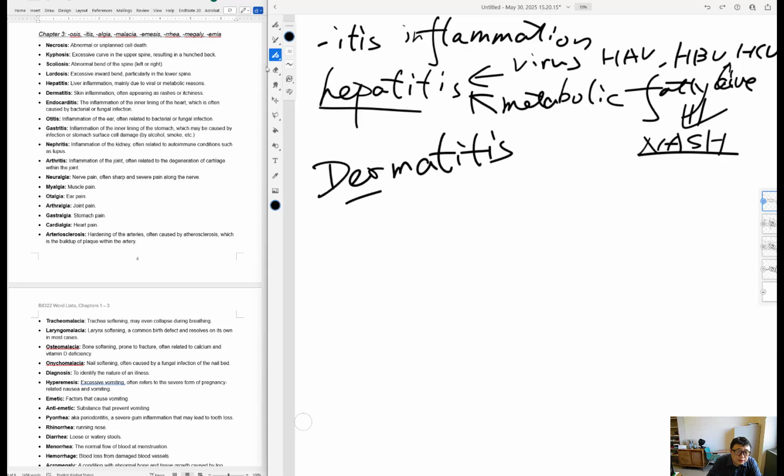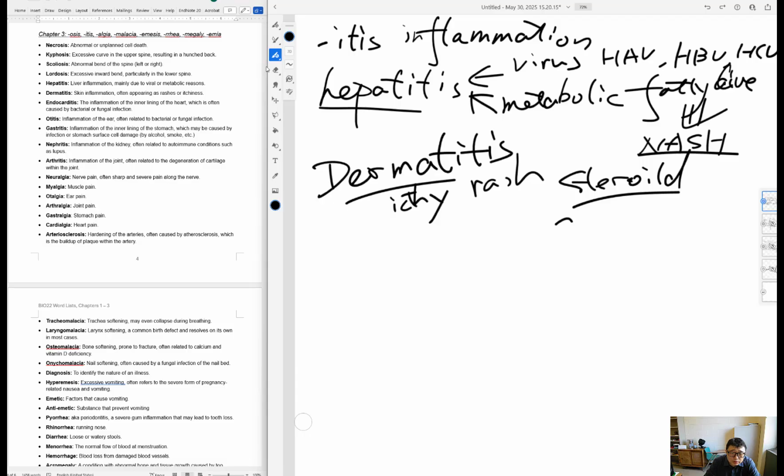Dermatitis. Dermatitis normally refers to an itchy rash on the surface of the skin, which in most cases, unfortunately, we do not really have a clear explanation for why it happened. Normally, it's treated with steroid hormones, glucocorticoids. For example, eczema. Eczema is one type of dermatitis.